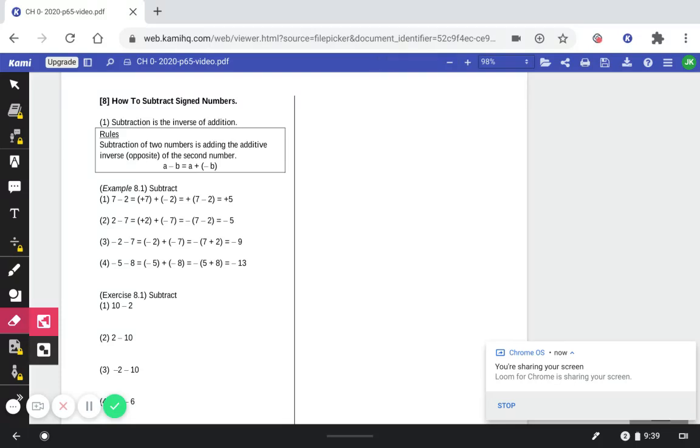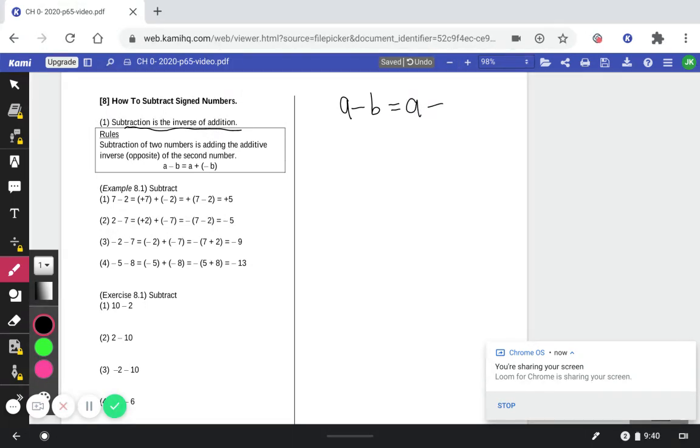In this video, we are going to learn how to subtract signed numbers. Subtraction is the inverse of addition. So when you have A minus B, we try to convert every minus of two numbers as addition of the inverse of the second one.